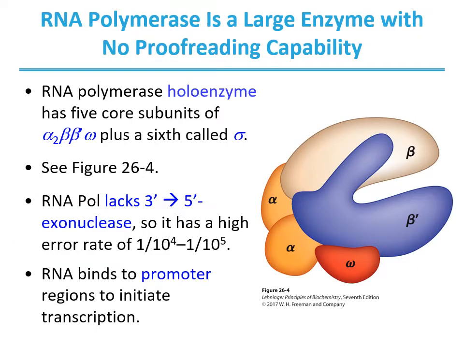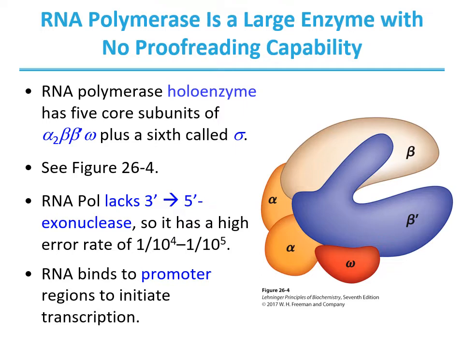Unlike DNA polymerase, RNA polymerase does not have 3' to 5' exonuclease activity or proofreading capability. Thus, it has a high error rate of 1 in every 10,000 to 100,000 nucleotides. RNA polymerase is large with many subunits. Here you're looking at the core of the E. coli RNA polymerase. The RNA polymerase of eukaryotes is more sophisticated.